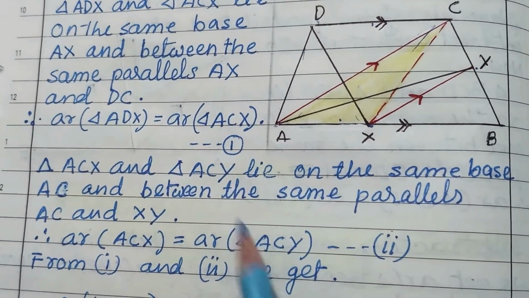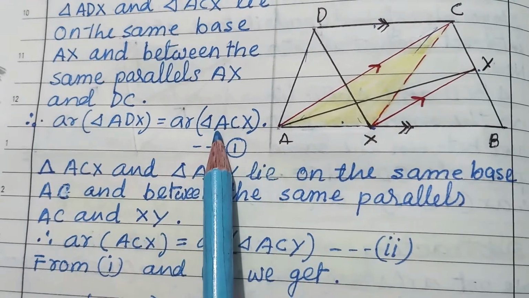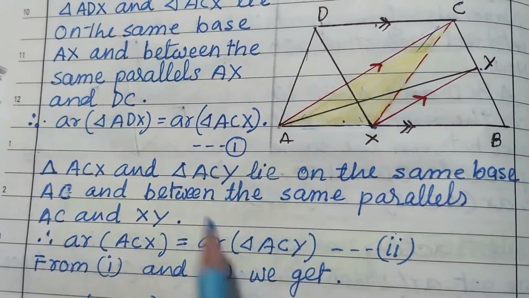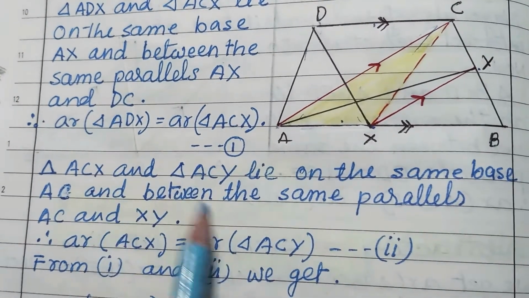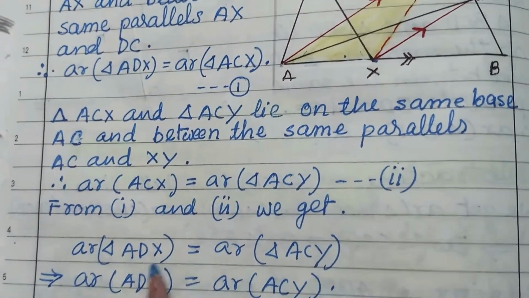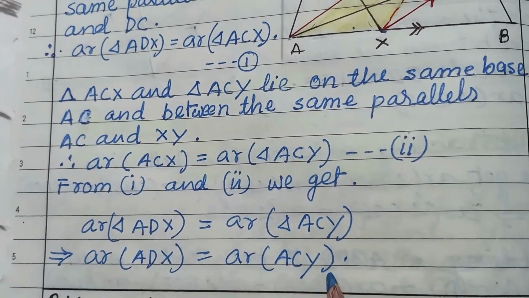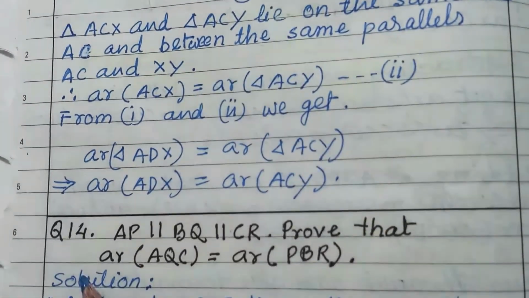Now check the first and second relations. ACX is equal to this and ACX is equal to this, so these two are equal. So area of triangle ADX is equal to area of triangle ACY. That is proved. Next question, question number 14.